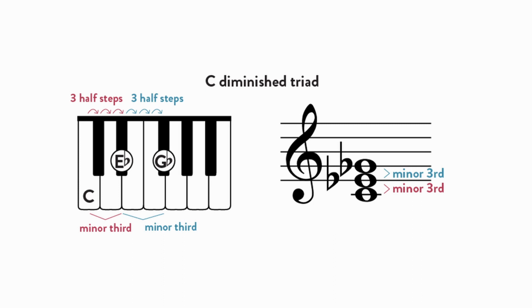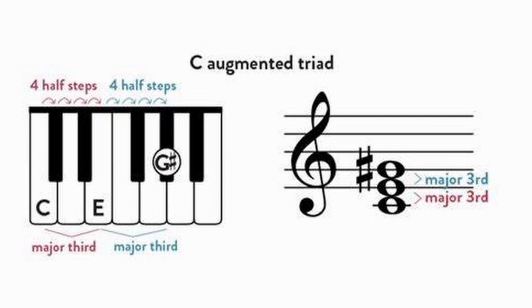Very, very weird. And next up, we have the augmented triad. For this one, you just take a major triad, and then you keep the root and the 3rd, and then you raise the 5th. If we did C major, you would keep the C and the E, and then the G would raise to a G sharp. So it sounds something like this.